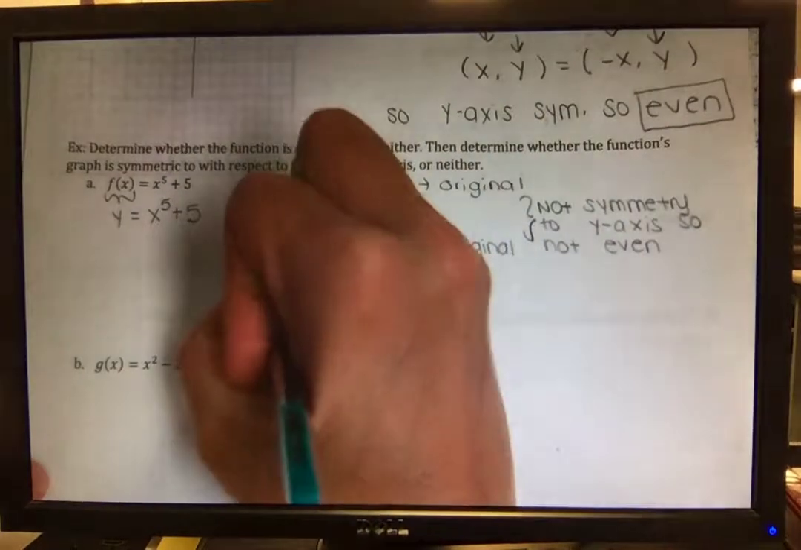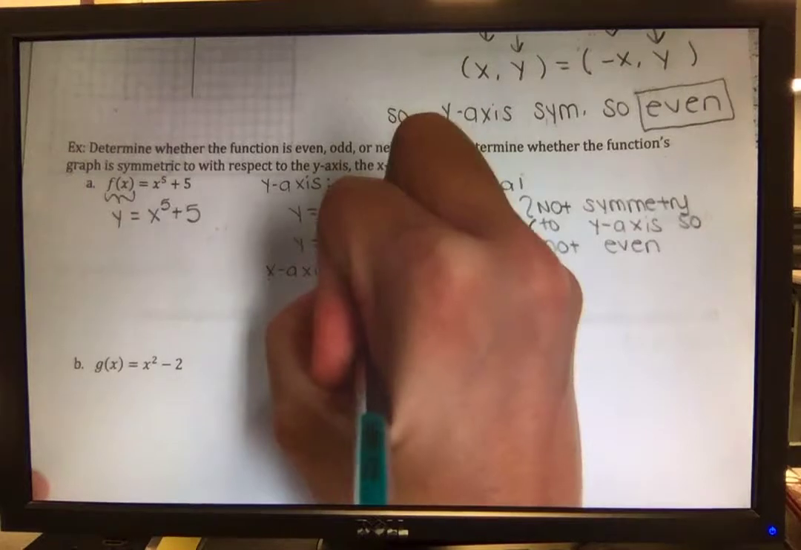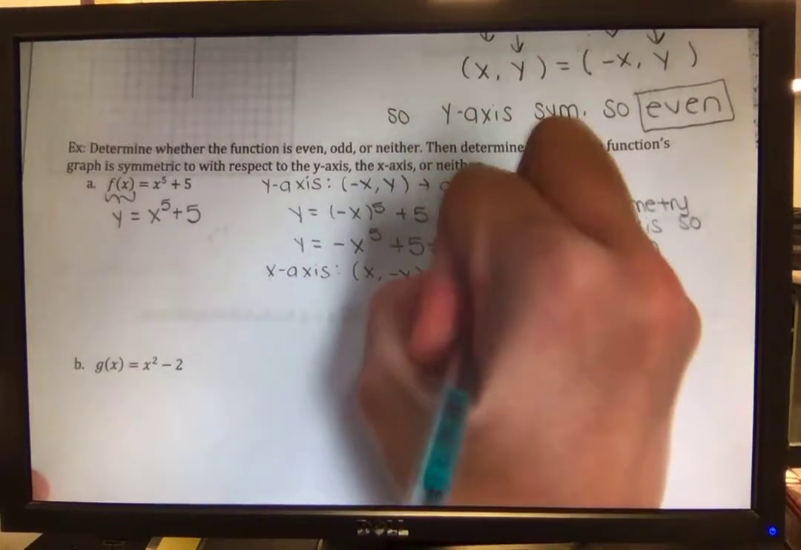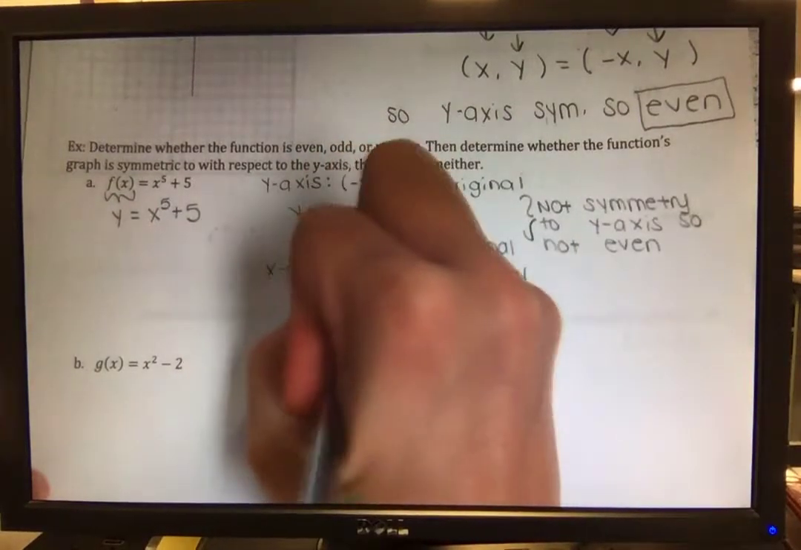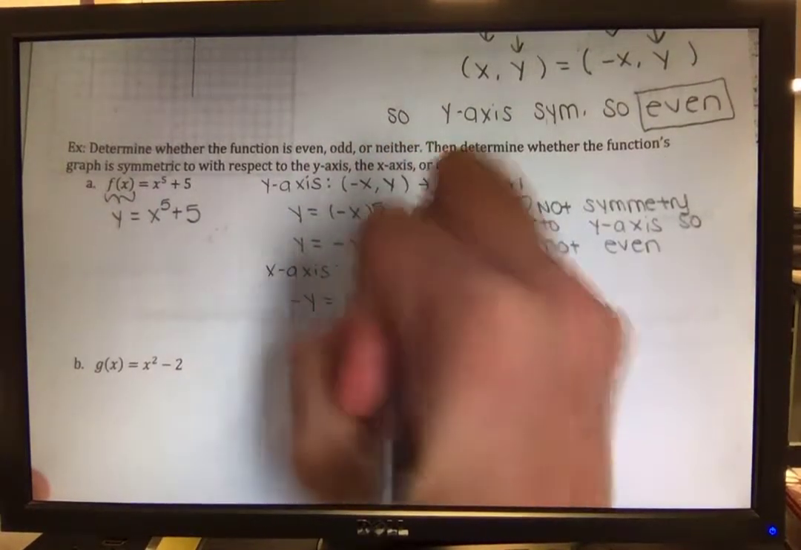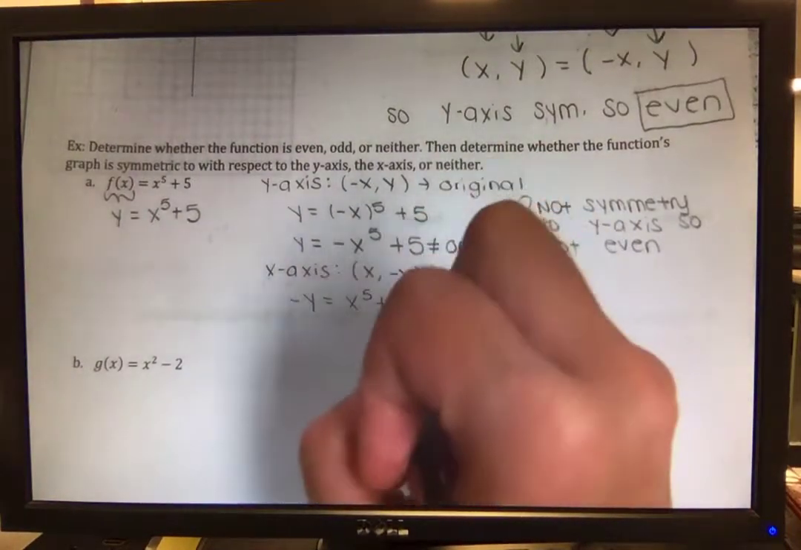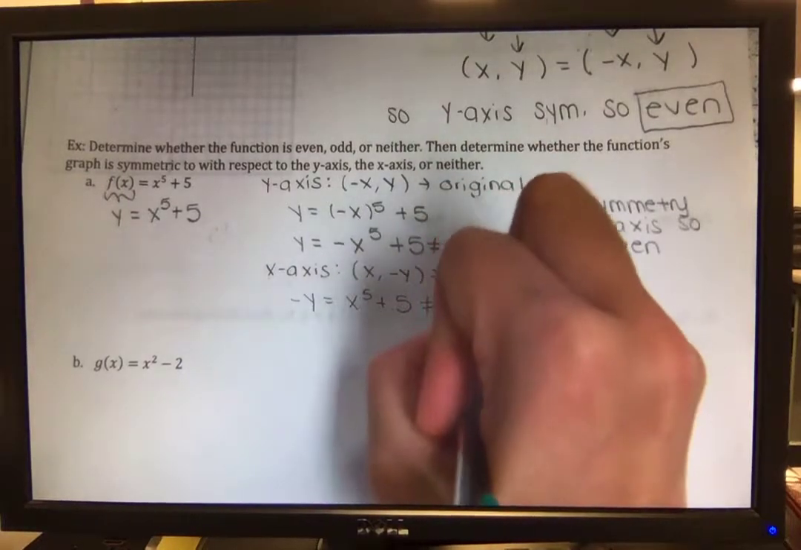So next, testing x-axis symmetry. We're going to plug in negative y to see if we get the original equation out. So we have negative y equals x to the 5th plus 5. I can't do anything to get rid of that negative, so I have negative y equals x to the 5th plus 5. That's not the original.